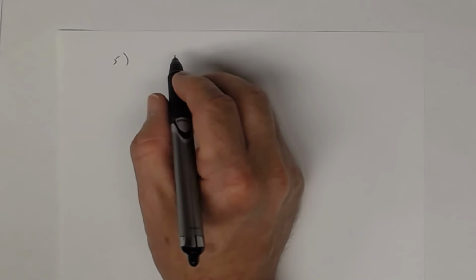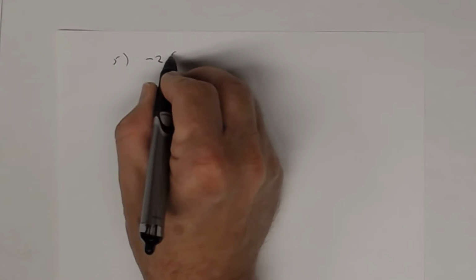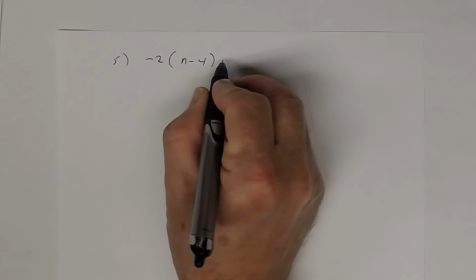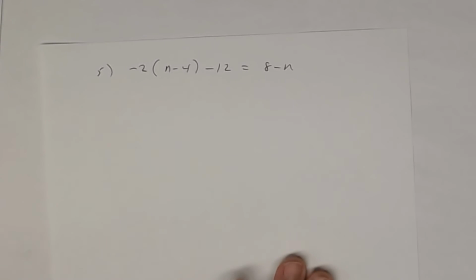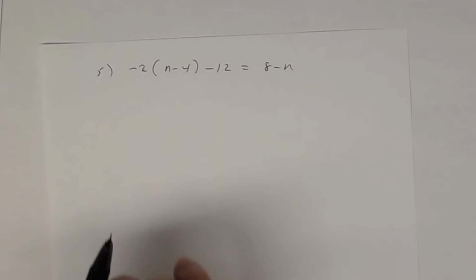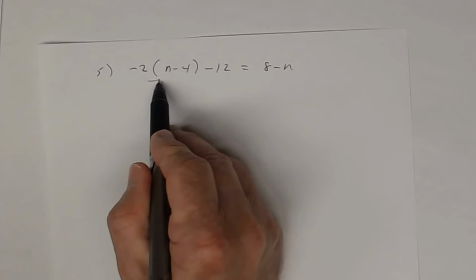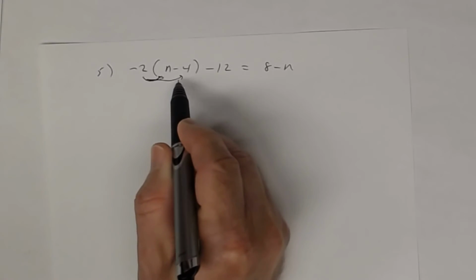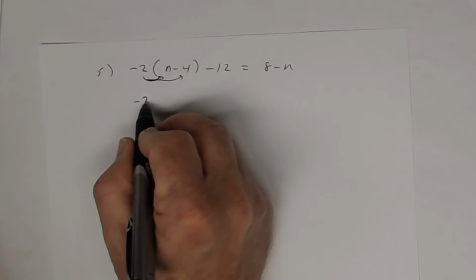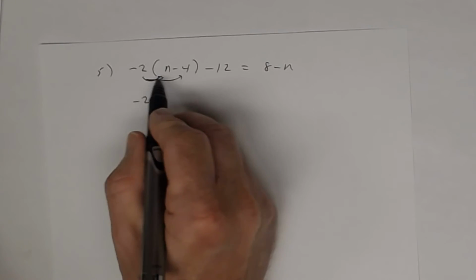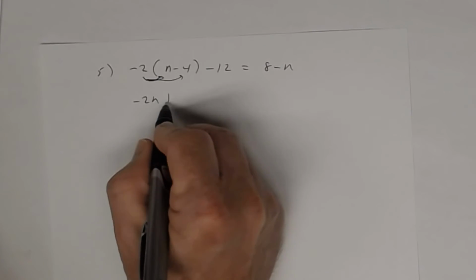Number 5, we have -2 times n minus 4 minus 12 equals 8 minus n. So -2 times n minus 4 minus 12 equals 8 minus n. All right, so notice I'm going to use the distributive property here. -2 times n is -2n. -2 times -4 is +8.